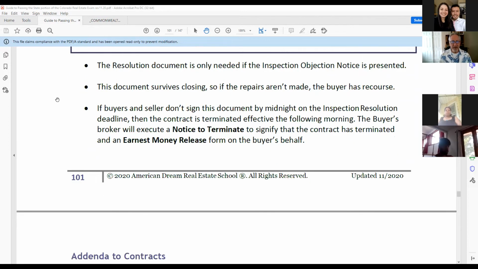Okay. If they don't sign, then the next series of events that happens is the buyer's broker will execute a notice to terminate, signify that the contract's terminated, and they'll also send in an earnest money release form on the buyer's behalf.